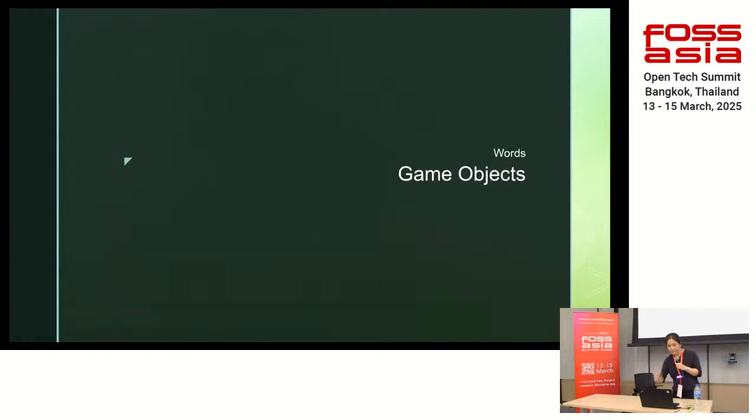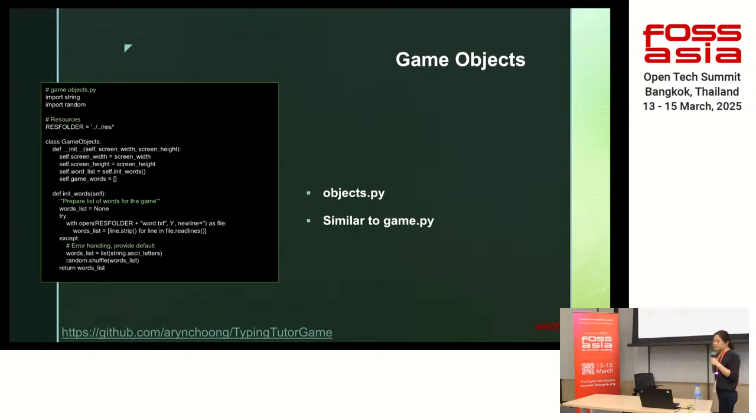All right. So now let's look at the game objects. What game objects do we have? Not a lot, just the words. Right? So inside our objects.py, what do we have to do? Initialize the words. The words that we use to be falling down from the screen. So here I've already prepared the words list for you. It's inside the resource folder. Basically scraped from the Gutenberg library. Basically the brown.txt is where all the words are. And then we just grab it from the resource folder, the word.txt.